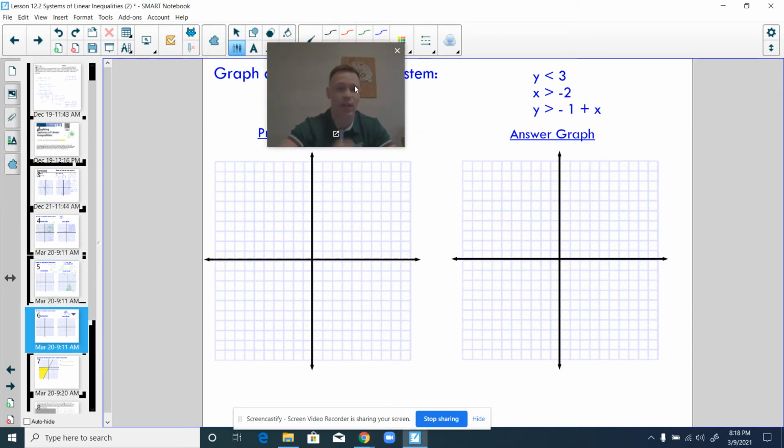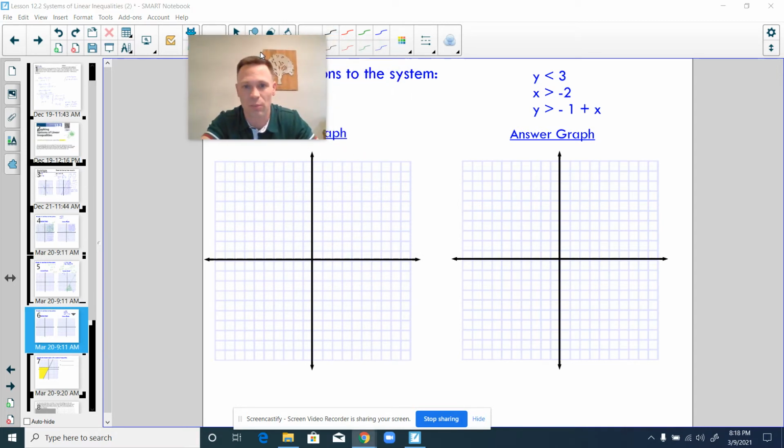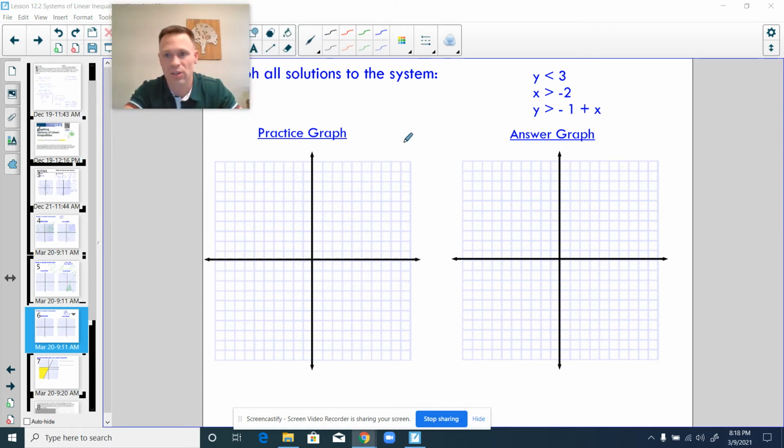So this one's got 3 now. This is no big deal. We're just doing 3 on 1. This is where actually taking notes on it is going to be huge because then we won't have a messy practice graph. So let's take a look at what we got. We got y is less than 3. So I'm just going to go right to the answer graph. Dashed line, right? Horizontal line because it's y equals a number. I know it's less than, but it's going to be a horizontal line because of that.